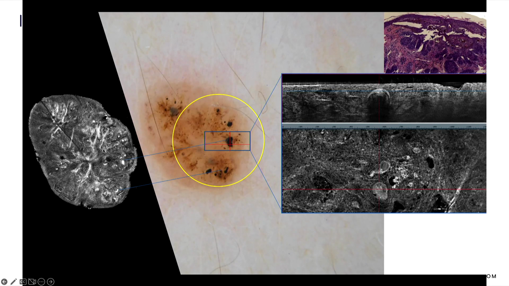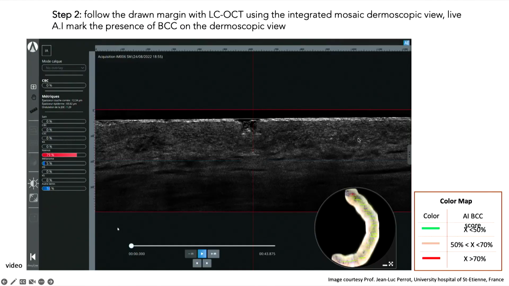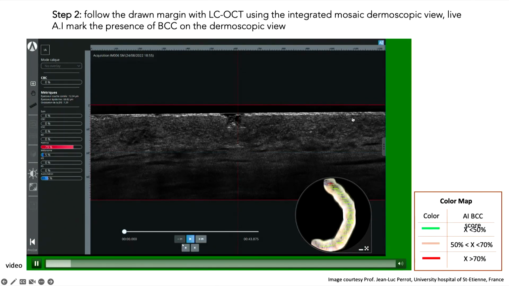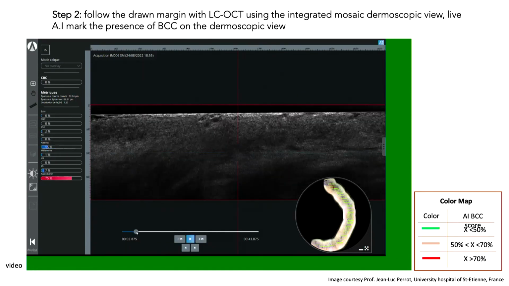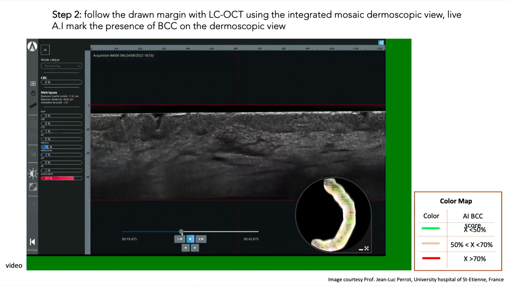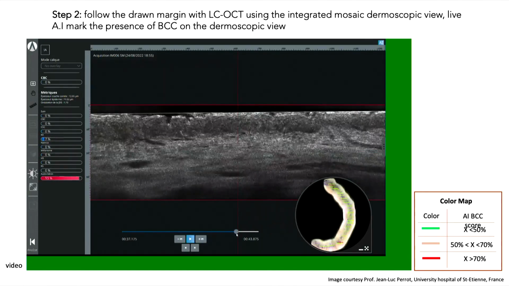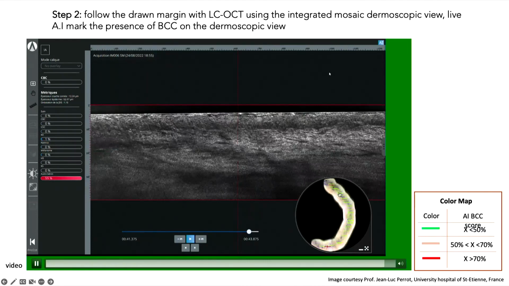The same can happen with basal cell carcinoma. Here is the RCM, and here are the same cellular details with LCOCT, and here is the histology. Okay, and what is more in dermatologic surgery? This is what we have now, that we can see in real life. We can do these videos all around the area, and with artificial intelligence, we can see if there is presence or not of basal cell carcinoma, for example, in this case.